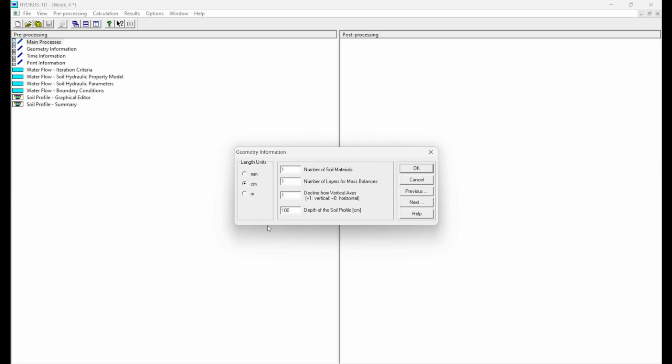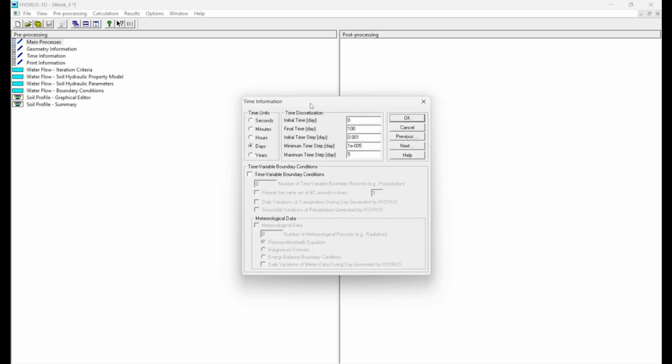Okay. Let's say we'll keep it at default. Number of soil materials, one material. Number of layers, it can also manage several layers of soil. And the decline from vertical axis is 1 for vertical and 0 for horizontal. And the depth of the soil profile we can mark here. So I've taken 100 centimeter of depth. That is going to be 1 meter depth of soil. And then we can click next.